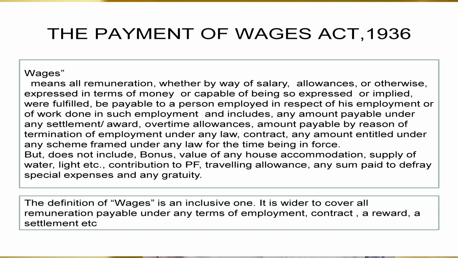But one thing, it does not include the bonus, value of any house accommodation, supply of water or light, contribution to PF, travelling allowance, any sum paid to defray special expenses, and any gratuity. These are excluded from wages. Otherwise, all payments get covered under the definition of wages. The definition is an inclusive one. Inclusive one. That's important, including a reward and a settlement also.